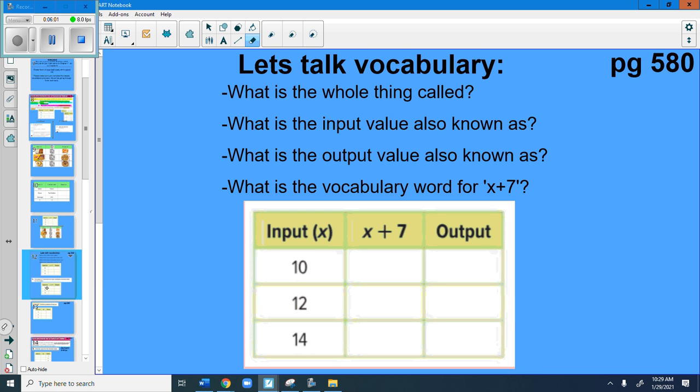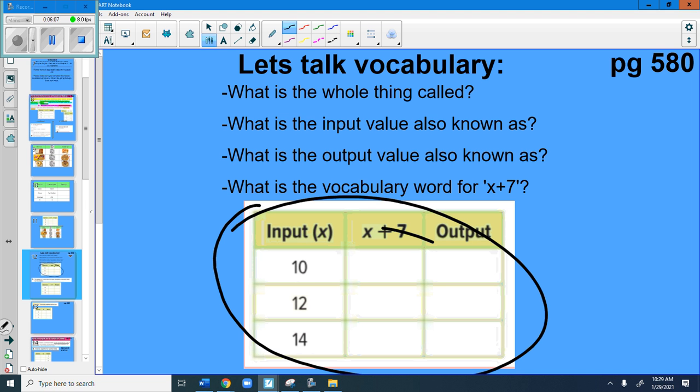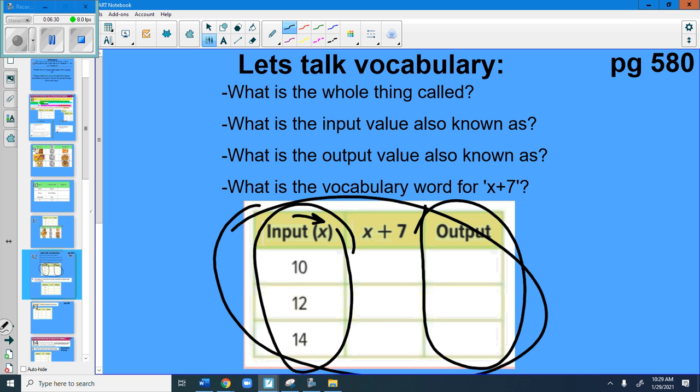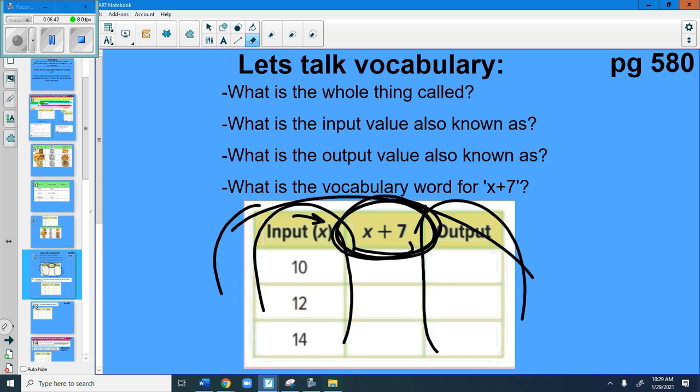Let's test your vocabulary now. What is this whole thing called? Good, it's called a function table. What is this input value also known as? Independent variable. Good, or independent is fine. It's important that you know input's also referenced with an X. What are the output values also? Dependent variables. And what is the vocabulary word? Rule. Good. Rule or function rule.